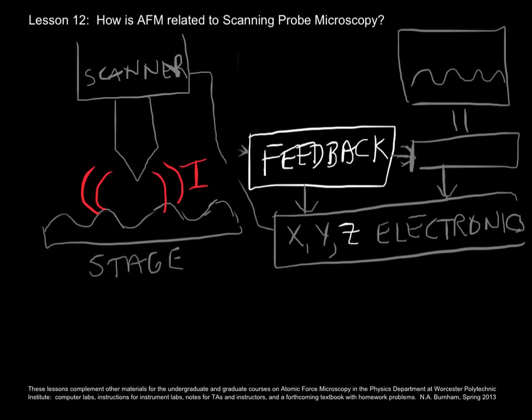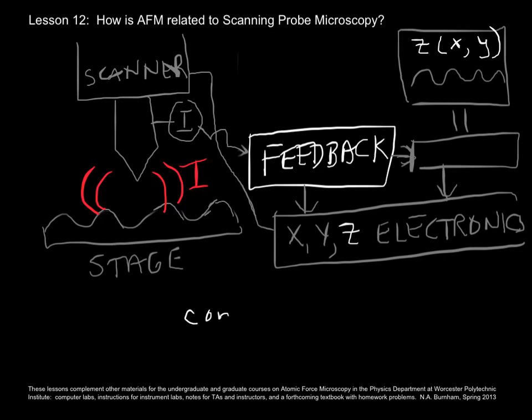and let's say the scanner is driven by the electronics, but now we have a feedback loop that's looking at that strength of that interaction and trying to keep that interaction constant, moving the scanner up and down in Z as it's being rastered back and forth in X and Y.